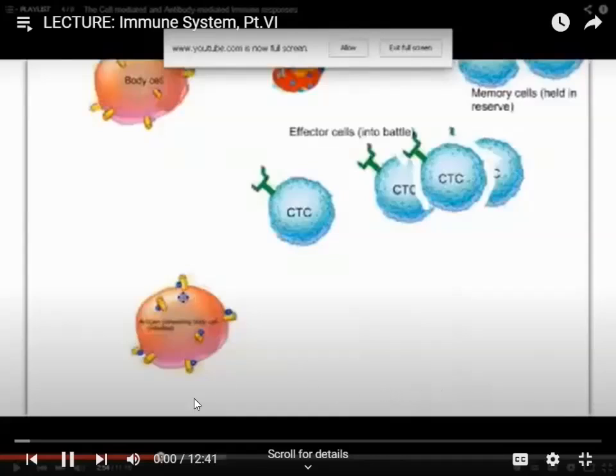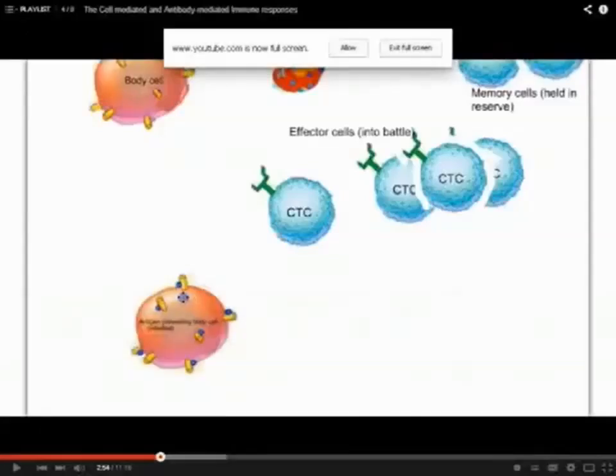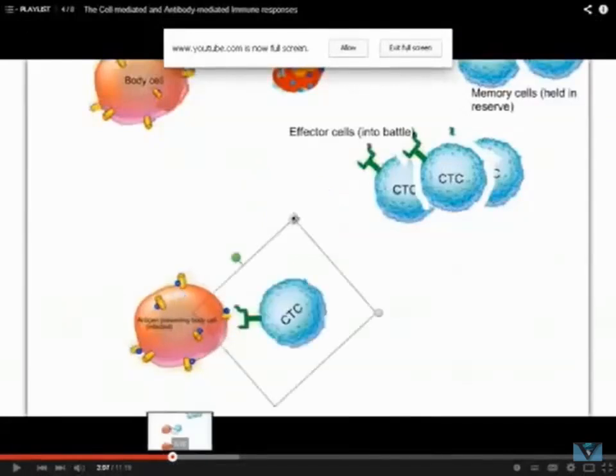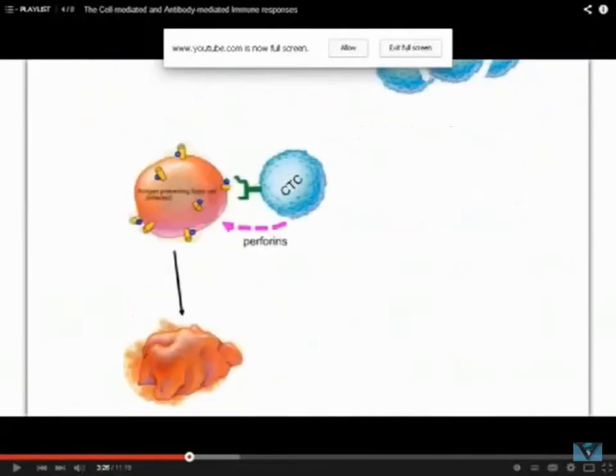Cytotoxic will go through the same kind of cloning that the B cell did. Some of those cells will become memory T cells. Some of them will become effector cytotoxic cells that will kill this one straight out. See, it's binding to it, and that kills it. Okay?